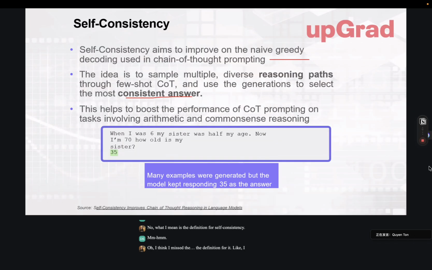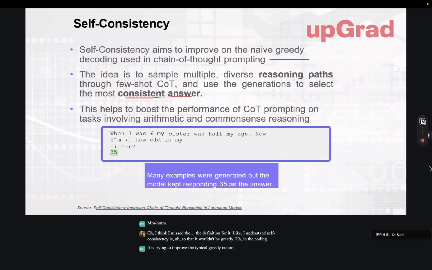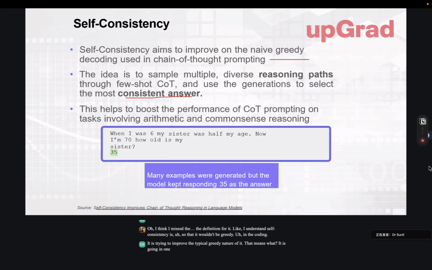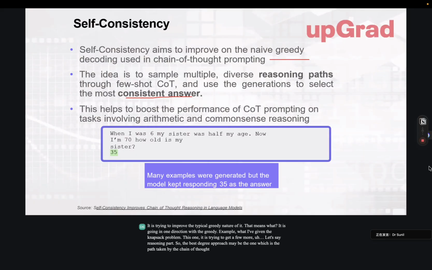Self-consistency is trying to improve the typical greedy nature of coding. That means it is going in one direction with the greedy approach, like the example I gave with the knapsack problem. Here it is trying to get a few more reasoning paths. The best greedy path may be the one taken by the chain of thought. Here I want to take the other paths as well, and see which gives a more consistent answer. That may not be the default path from a chain of thought, but maybe one of the paths. That's the difference I'm talking about.